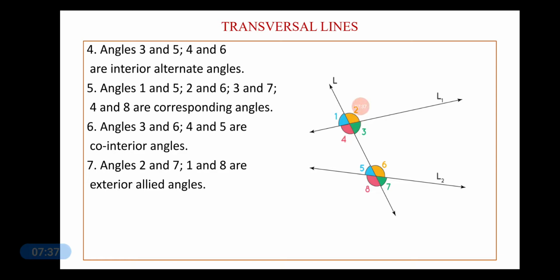Now angles 2 and 7 are exterior angles and are forming on the same side of the transversal. So they are known as exterior allied angles. Whereas angles 1 and 8 are also forming on the same side of the transversal, so they are also known as exterior allied angles. So here you get two pairs of exterior allied angles, angles 2 and 7 and angles 1 and 8.